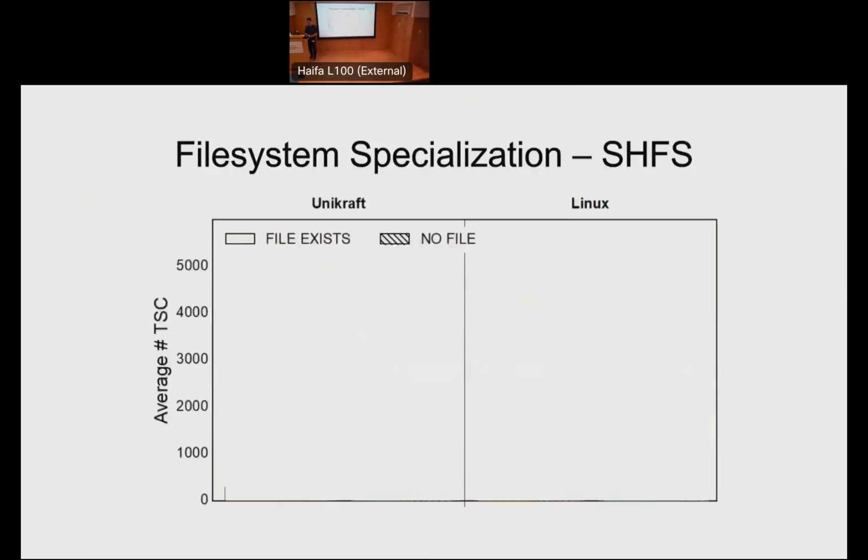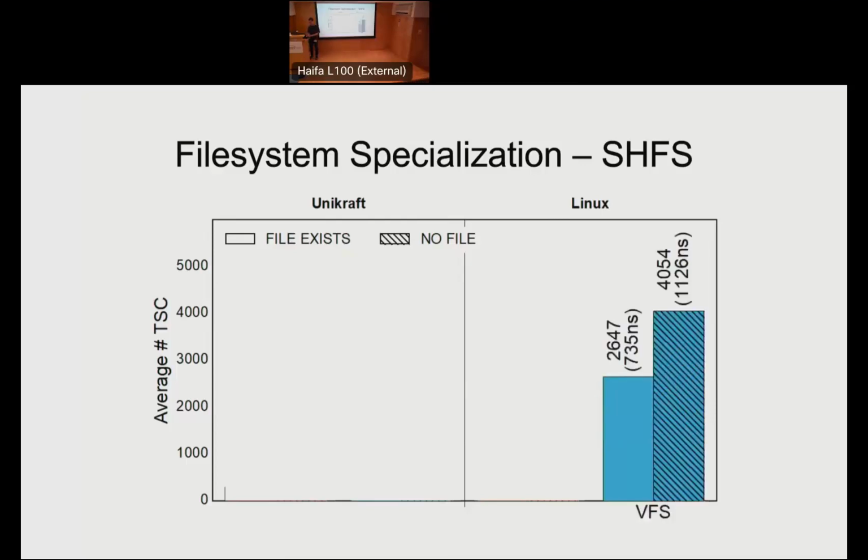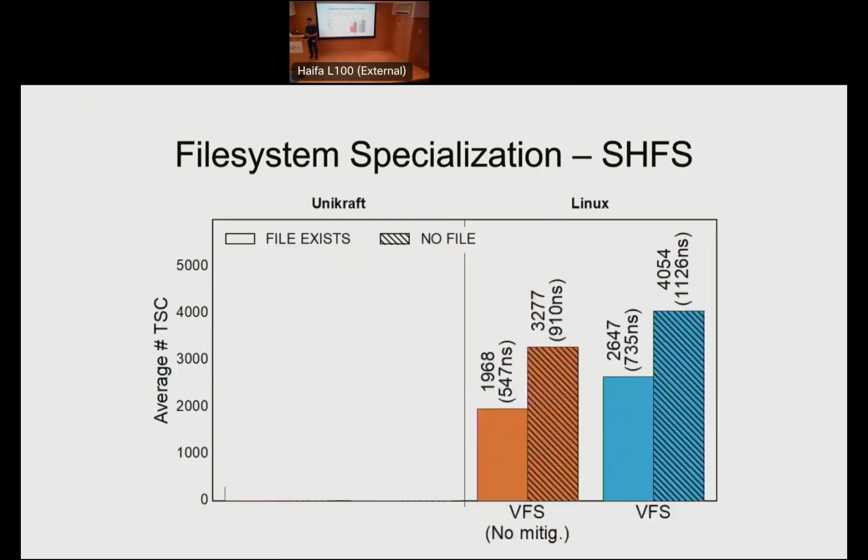The baseline in our measurement is Linux, and we're basically measuring the time it takes in cycles to retrieve a file that exists and one that doesn't exist. On the Linux side, we get about 2,600 to 4,000 cycles. And it goes down to 2,000 to 3,000 cycles without KPTI, because we used a machine that at that time doesn't have hardware mitigations for KPTI. So it might look a little bit different with a very modern machine.